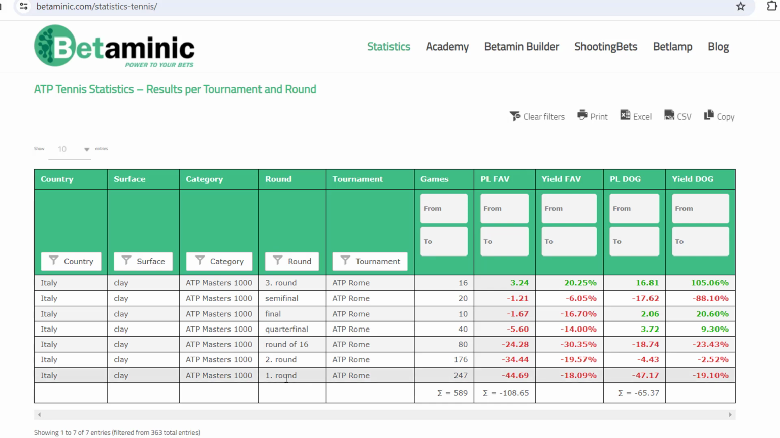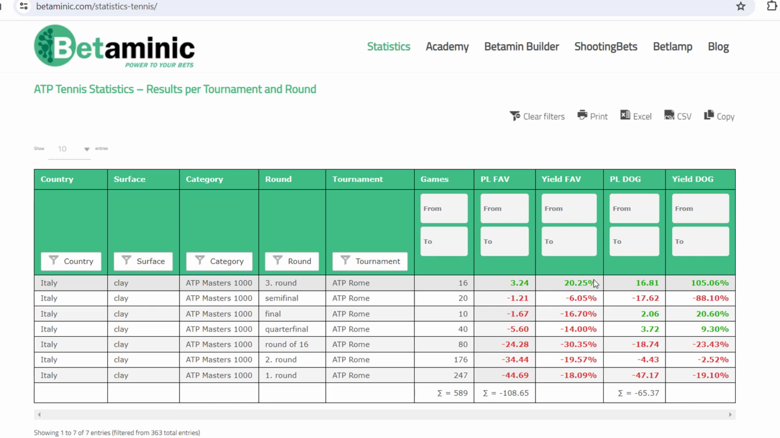For example, if in the third round, if I backed all the favorites in the third round for the last 10 years, it would have ended up with a profit of 3.24 points. That's a 20% yield. Or if I'd backed the dog in every third round game, I would have ended up with 16 points profit and 105% yield.